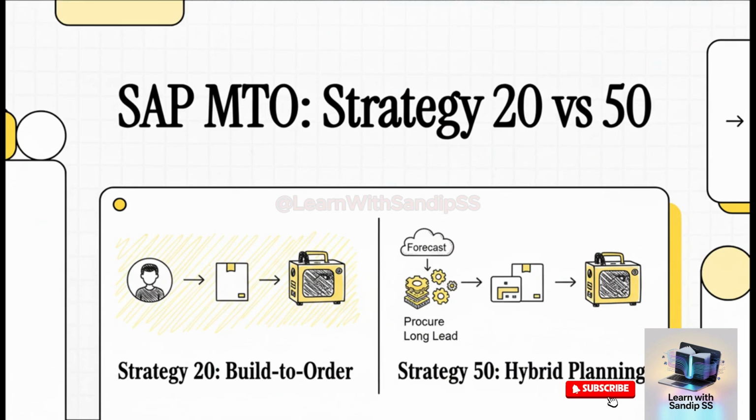And welcome. Today we are diving deep into the world of SAP S4Hana to unpack two incredibly important make-to-order strategies, Strategy 20 and Strategy 50. We're going to break down how they work, when you should use them, and really get into the key differences that can totally make or break your production process. Let's get right into it.